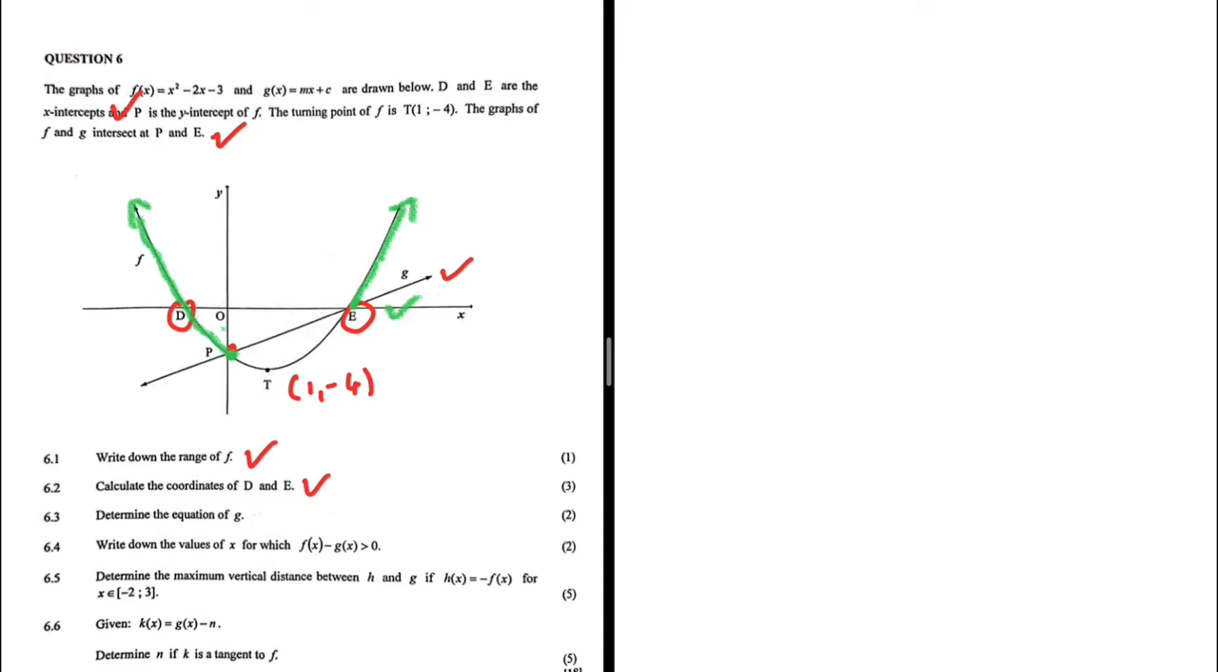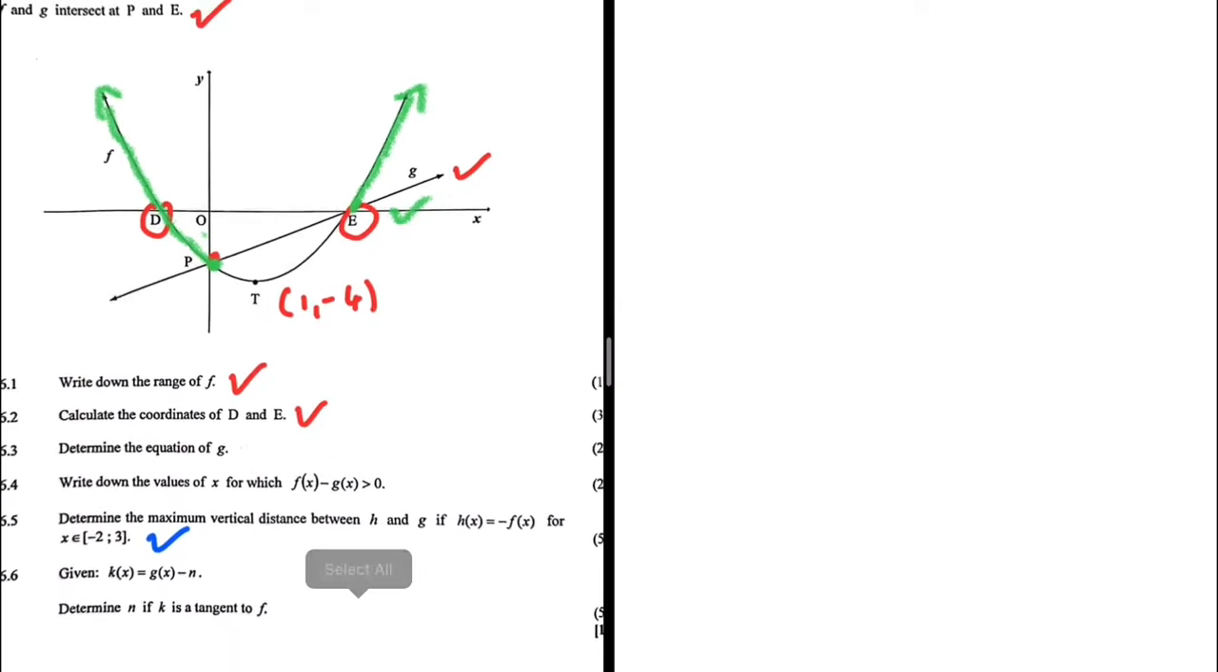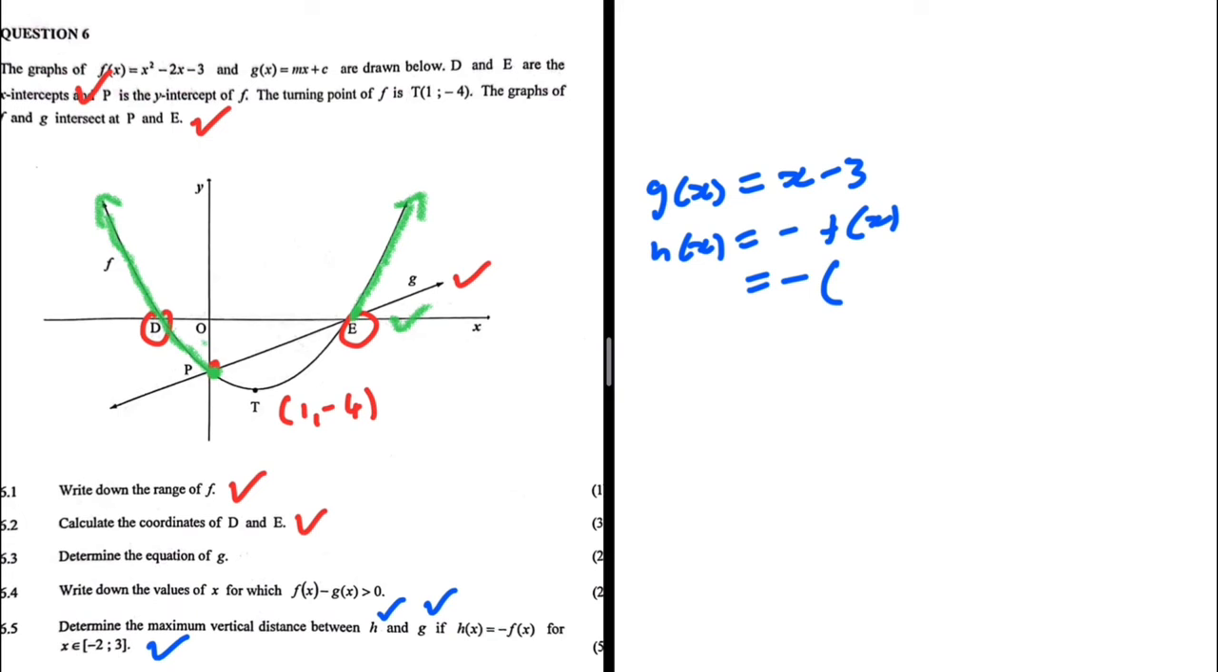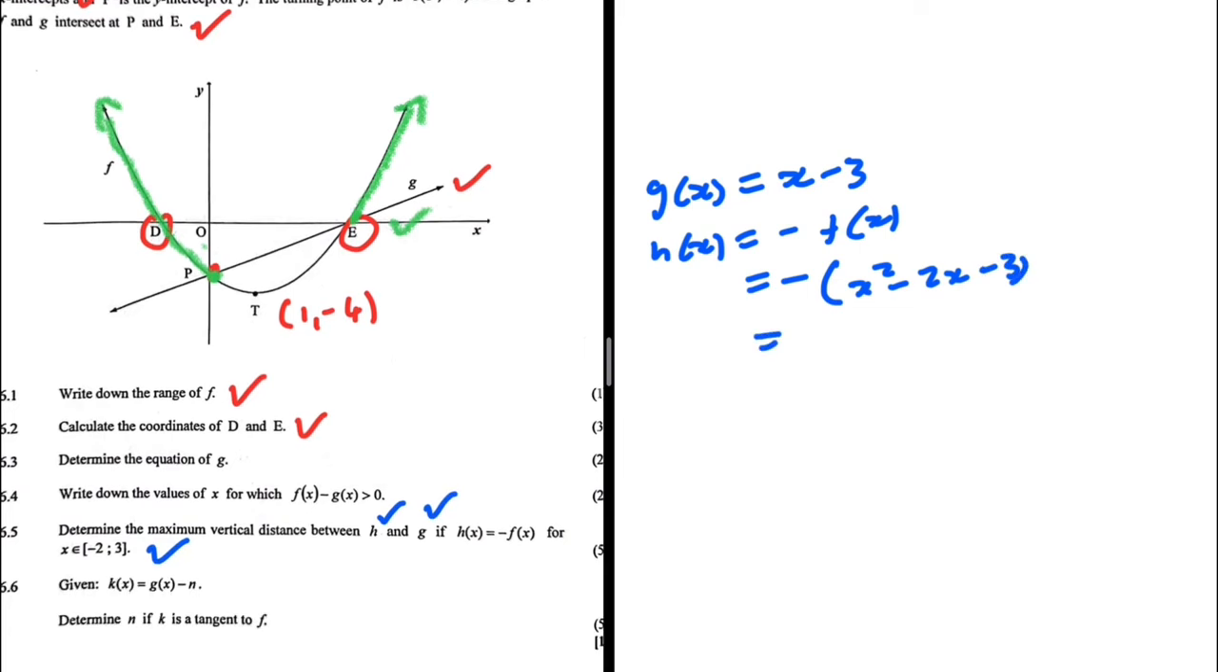I've been corrected by one of the viewers about 6.5. So this is actually the second version of this video and not the first one. In 6.5, we wanted the maximum vertical distance between h and g, not h and f, like I initially solved the problem. We know that g of x is equal to x minus 3, we determined that above. And h of x is equal to minus f of x. We just need to substitute f of x here. F of x is x squared minus 2x minus 3. So we have minus x squared plus 2x plus 3. This is h of x and this is g of x.